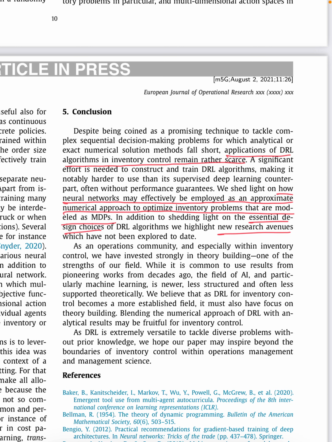Now we come to the conclusion section. In this paper we saw that the applications of DRL algorithms in inventory control are quite scarce, and we saw how neural networks can be effectively employed as an approximate numerical approach to optimize inventory problems that are modeled as Markov decision processes. We also discussed the essential design choices of the DRL algorithms, and additionally we saw what avenues of research are required and have not been explored to date.